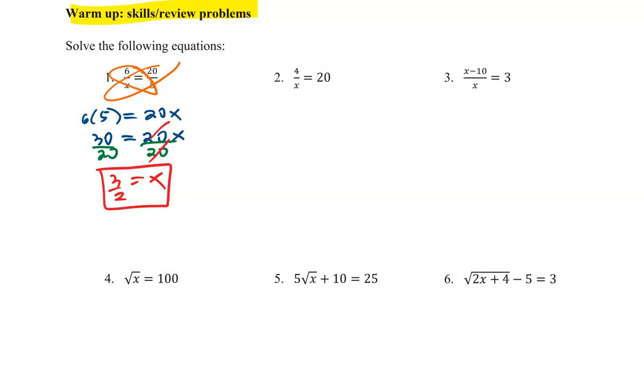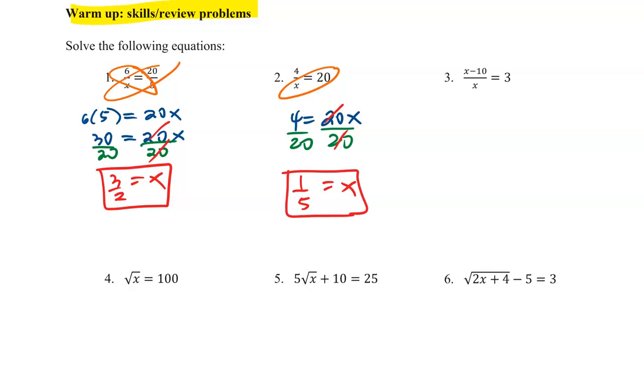Next, number 2, 4 over x equals 20. Here we can cross multiply so that 4 is equal to 20x. And then divide both sides by 20. 4 over 20. 4 and 20 are both divisible by 4, so we simplify that. That is equal to 1/5.